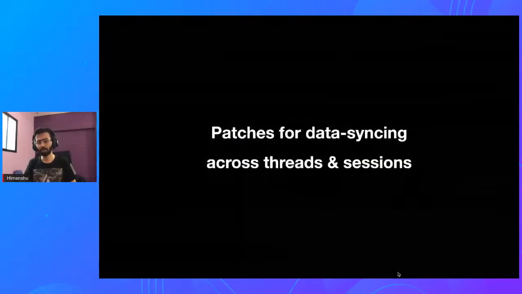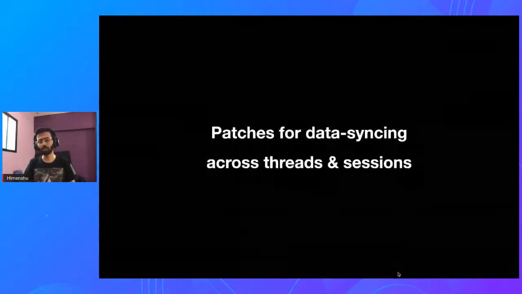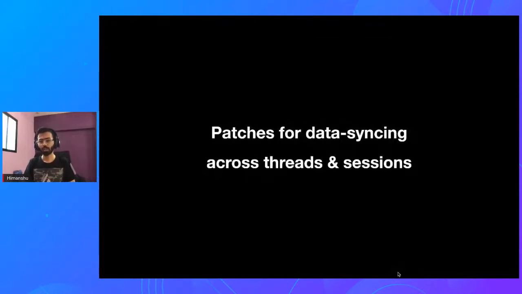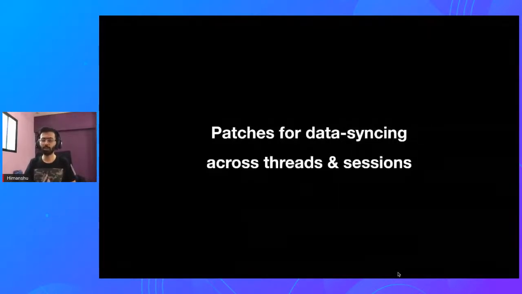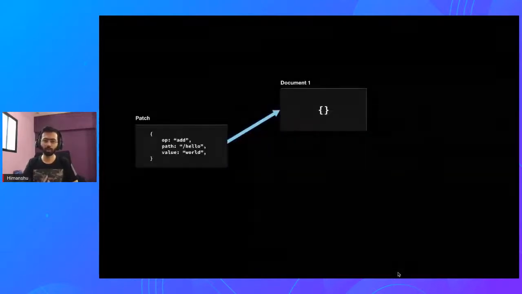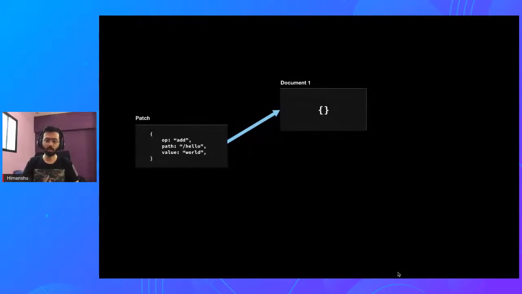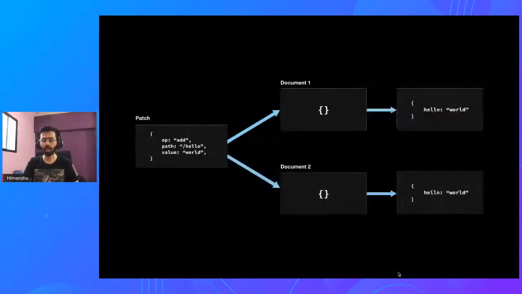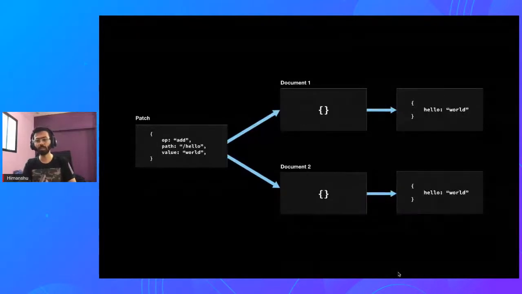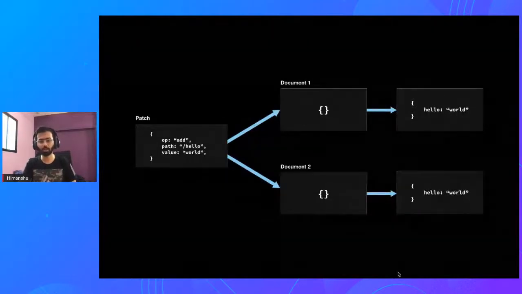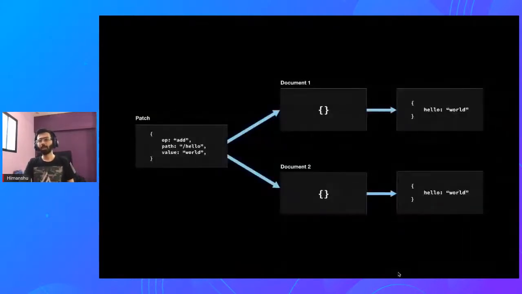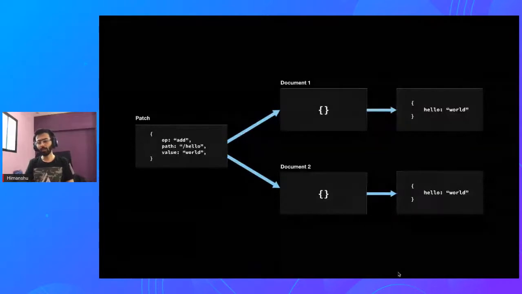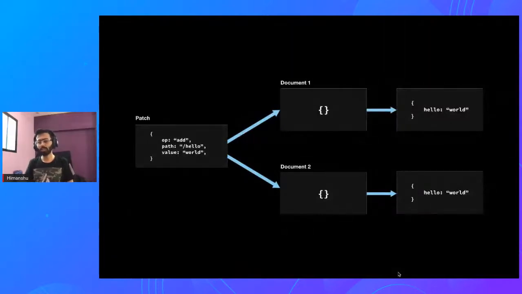JSON patches can be used for data syncing across threads and multiple sessions. That's why I say that it's easier to build this multiplayer functionality using JSON patches. Let's see how that works. The same patch can be applied over two documents, and both documents will arrive at the same state after the application of that patch. But yes, this multiplayer functionality comes with its own set of challenges.